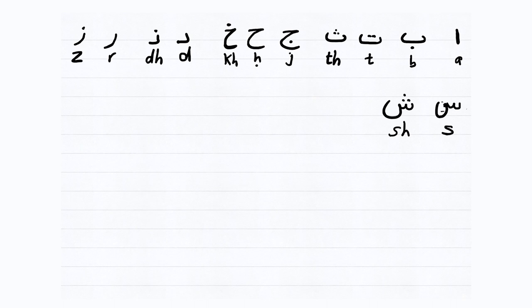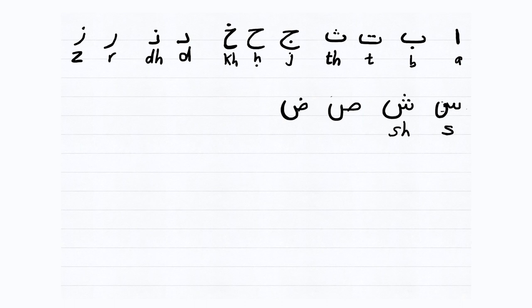So seen, sheen, and then I have sod. That's a complicated one. Not that really complicated. Let me do it again slowly here. You're doing a small curve here, and then like this. And the other one is similar, but with a dot. So this is called sod.